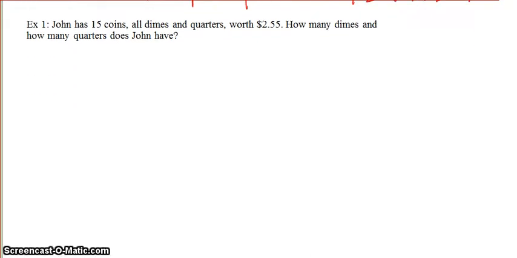Alright, so example 1 says, John has 15 coins, all dimes and quarters, worth $2.55. How many dimes and how many quarters does John have? Okay, well, let's define our variables. You could use X and Y, but I really want to use D and Q because it makes more sense, less confusing for me. So D equals the number of dimes.